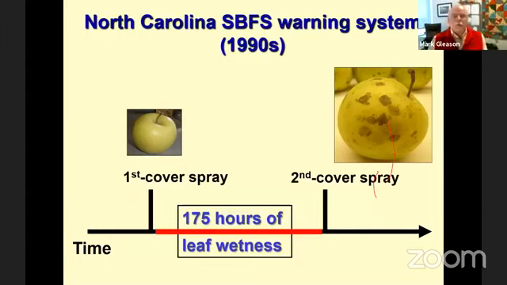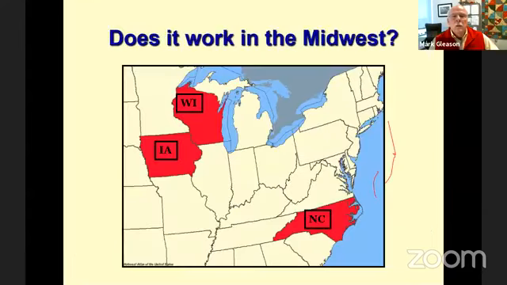Okay, so this story is a North Carolina story, but North Carolina is a long way away from where we live in the upper Midwest. And so there's always a question when you develop a warning system in one place. Can you move it like a suitcase from one place to another? How portable is that warning system?